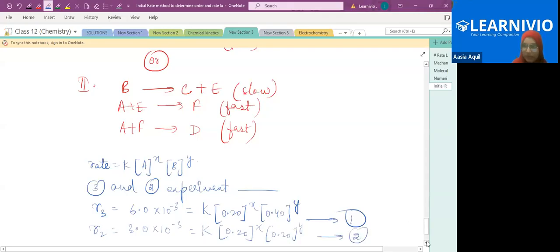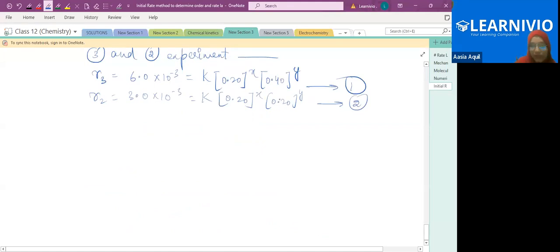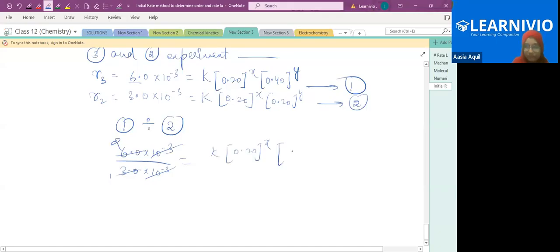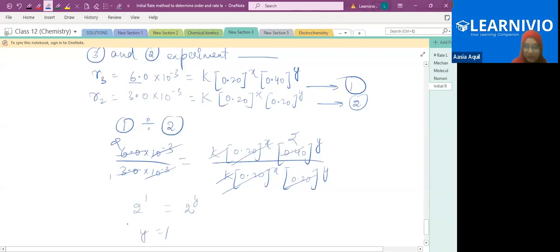Now just divide the larger one by the smaller one. So equation 1 divided by 2, because this is larger. So 6.0 into 10 raised to the power minus 3 over 3.0 into 10 raised to the power minus 3. This will cancel out, and 3 2s are 6. Again, cancel, cancel, right? I am cancelling here, so it will give you 2. So don't be confused in that. 2 raised to the power 1 equals 2 raised to the power y. So y will be equal to 1.